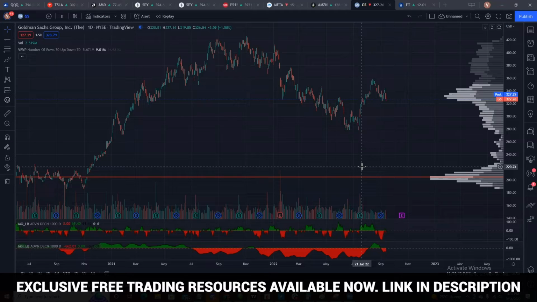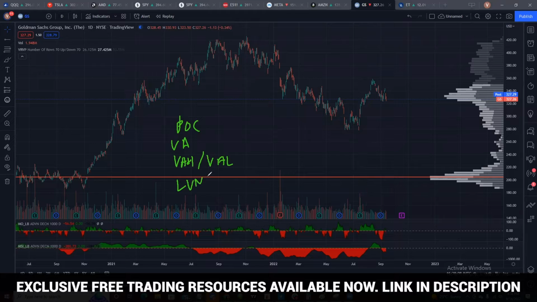Now, with volume profiles, we have a few different aspects to keep in mind, right? I'm going to write these down very quickly. We have a point of control, which is the POC. We have a value area. We have a value area high. We have a value area low. We also have a low volume node. We have a high volume node, right? And we also have ledges and distributions. Can't write that fast. Damn it.